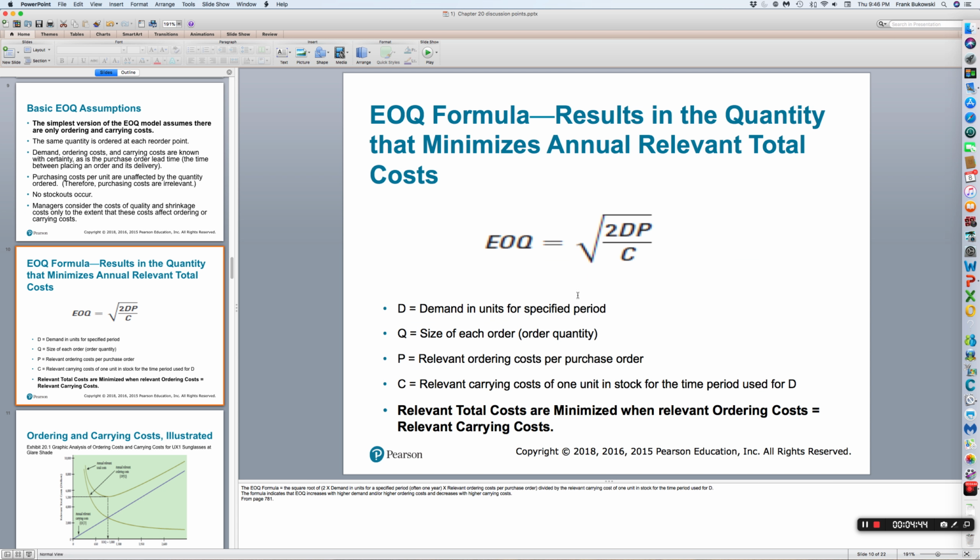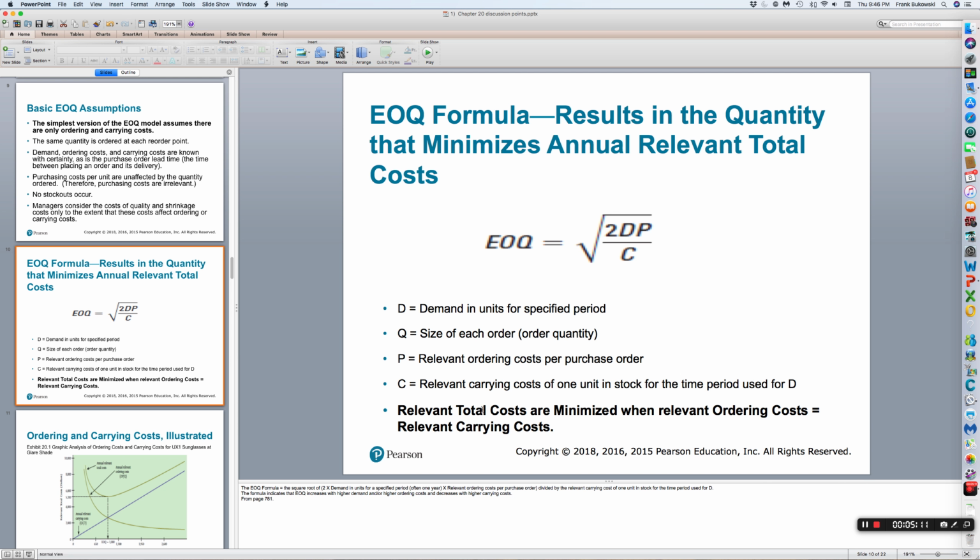So the formula for EOQ looks like this: the economic order quantity is equal to the square root of 2 times D times P, divided by C. D is the demand in units for the product. P is the relevant ordering costs per purchase order, and then we're going to go ahead and divide that by what the relevant carrying costs are. Again, we take the square root of that and we come up with the economic order quantity.